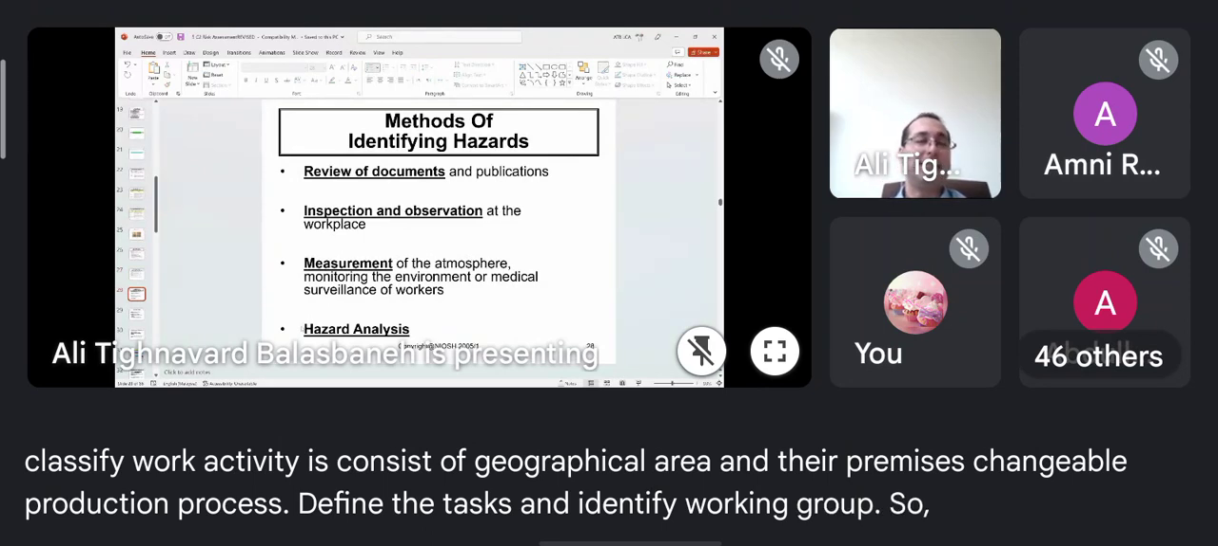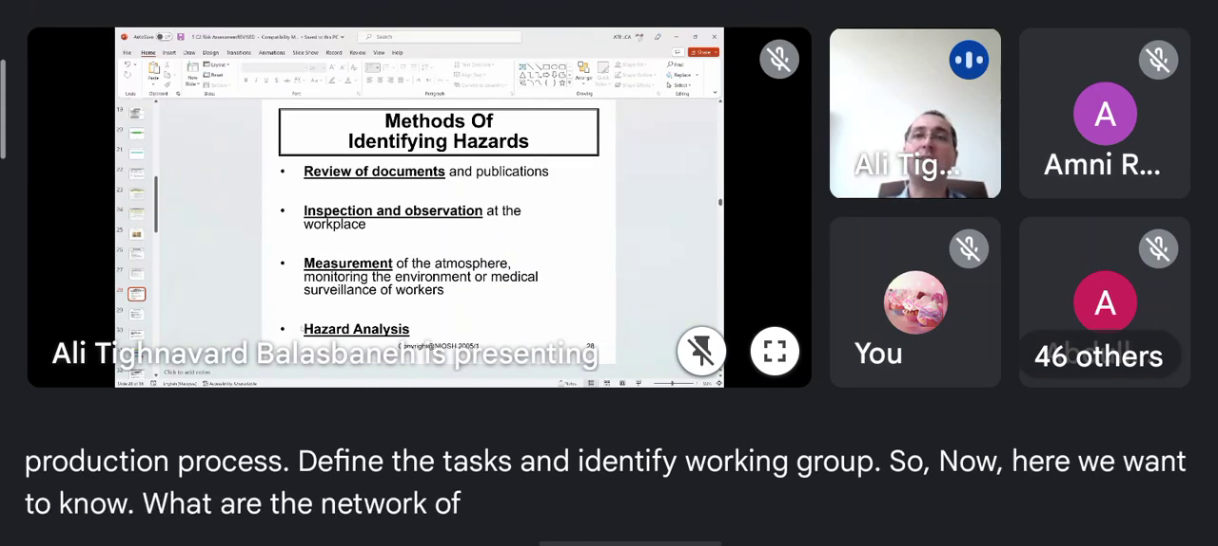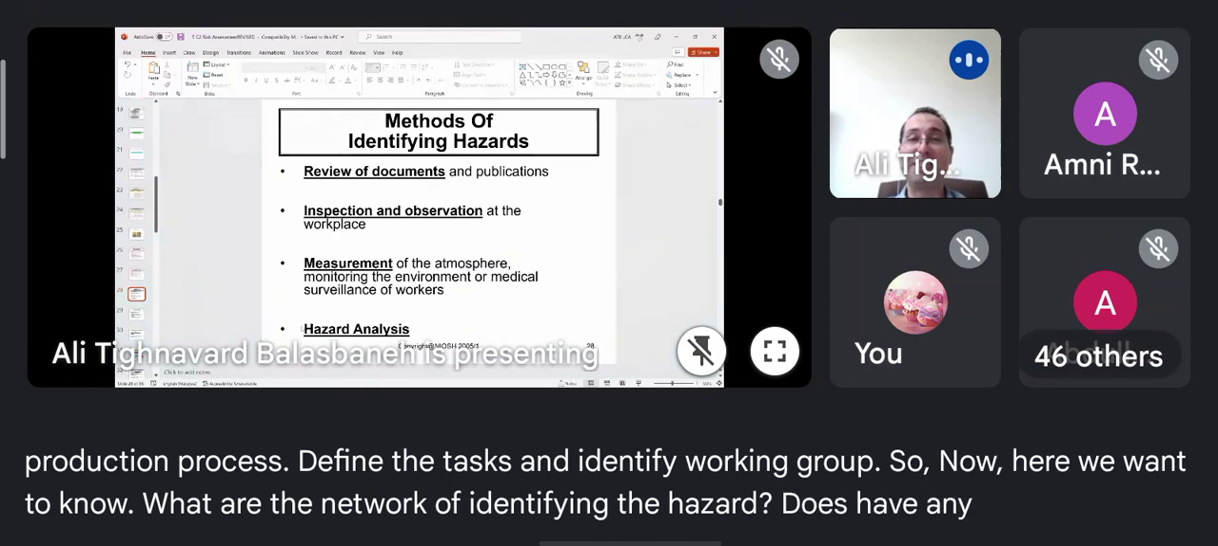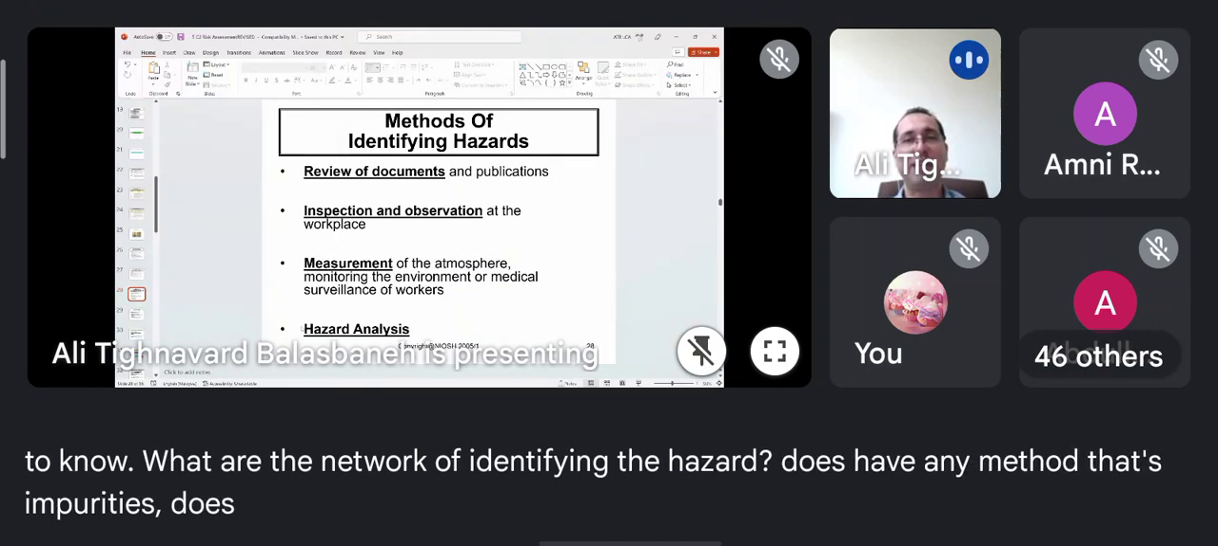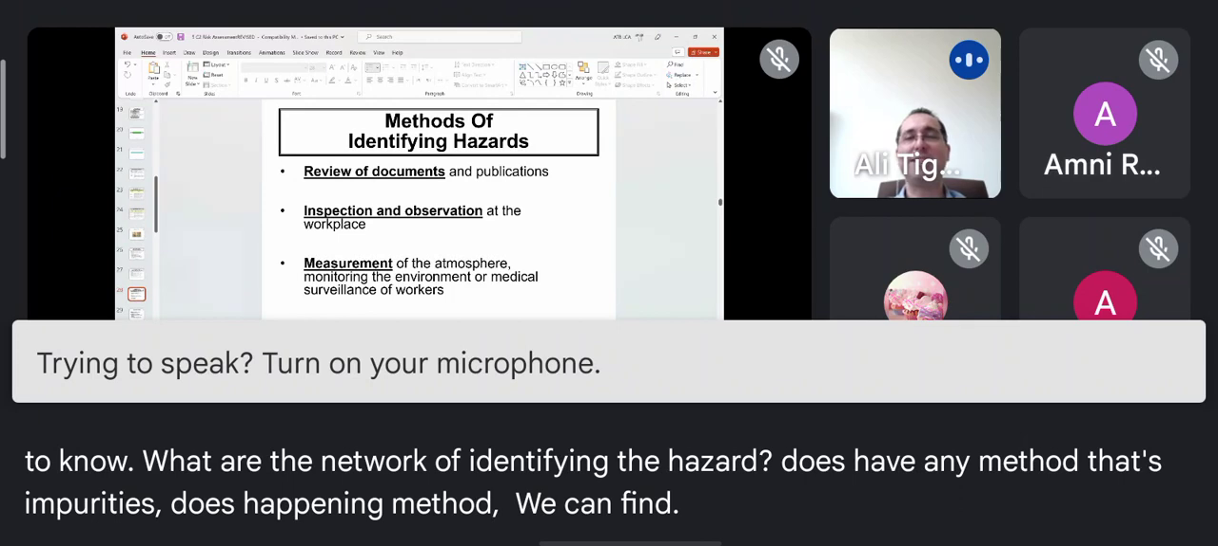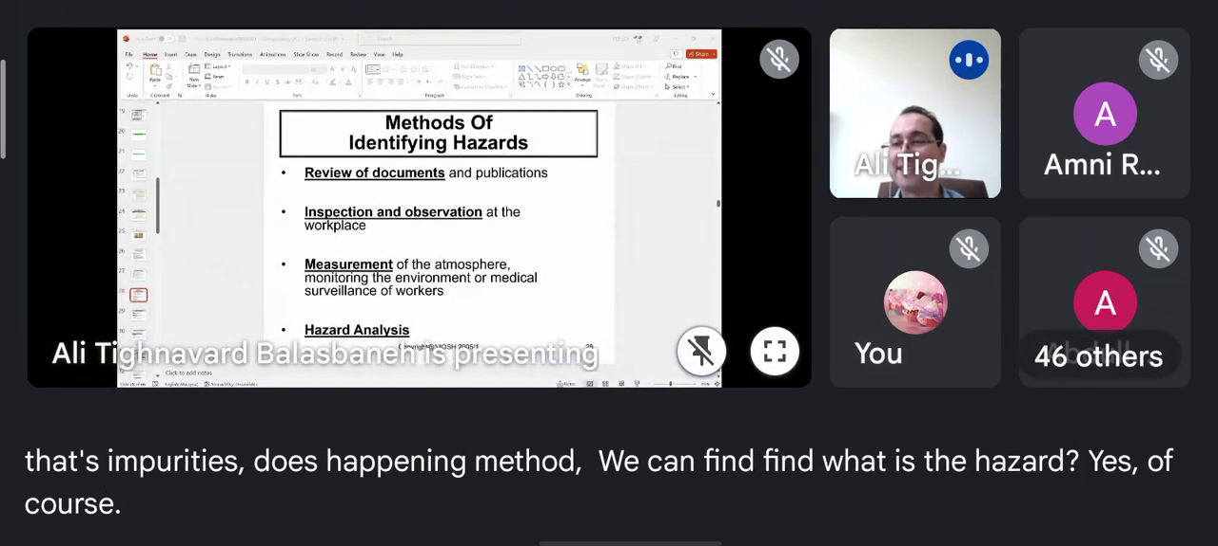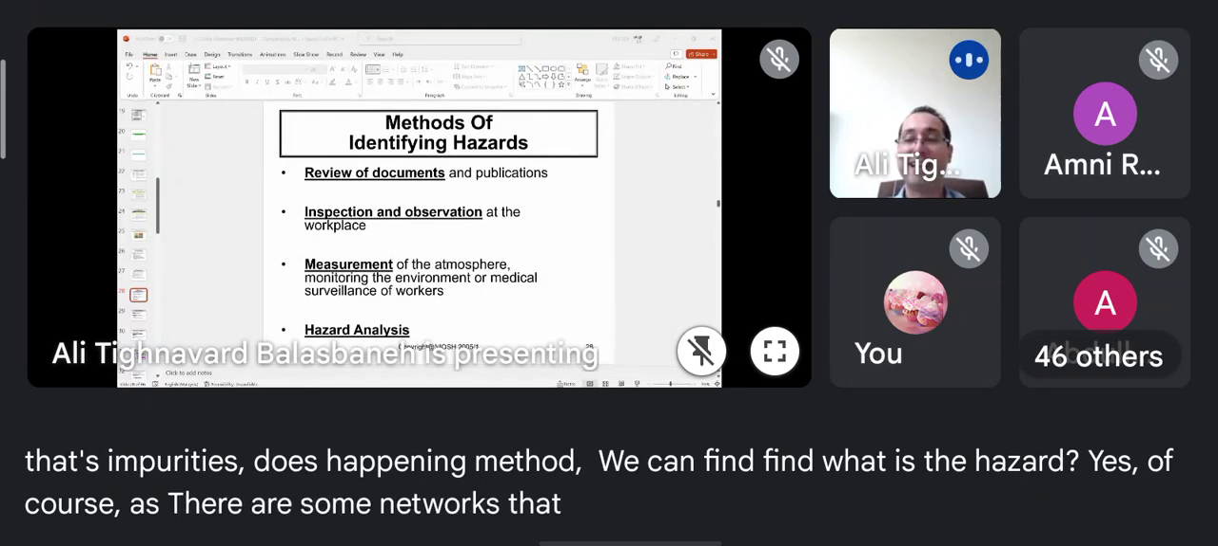So now here, we want to know what the methods of identifying the hazard are. Is there any method? Let's review this. Is there any method we can use to find what the hazard is? Yes, of course there is. There are some methods that can find and identify the hazard.